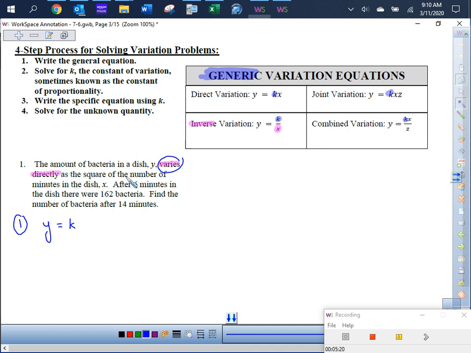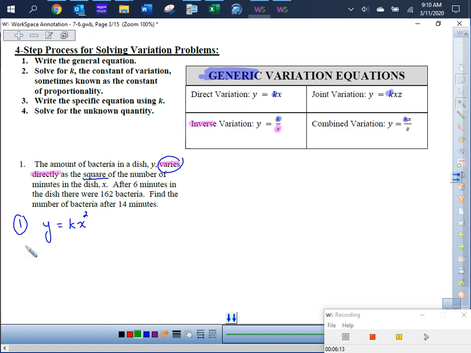So it says the square of the number of minutes in the dish, and they say, yeah, we want it to be x. But what are they doing to x? Is it to the first power, or are they doing something to it? They are squaring it. So you can see how it's already different than this equation up here. This is very generic, just saying, hey, dude, k is upstairs, the variable's upstairs, but something happened to it. The scientists studied what was happening to this bacteria, and they could see that there was a squared relationship. As x got bigger, y got bigger, but the x's were happening at a squared rate as opposed to a first power rate. So that's step one, write the generic equation.